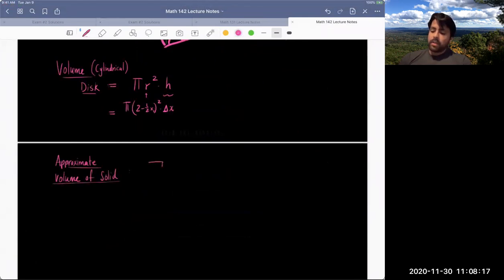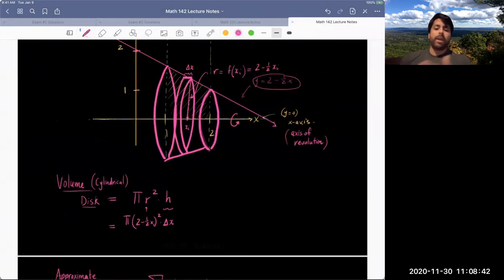I'm going to take the summation of the what? The volume of several disks. So I'm going to take one of them, the ith one, and I'm going to go from 1 through n. I'm going to say, you know what? Let's make n of them. It could be 10, it could be 20, it could be 30, it could be 1,000, it could be 1,000,000 disks.